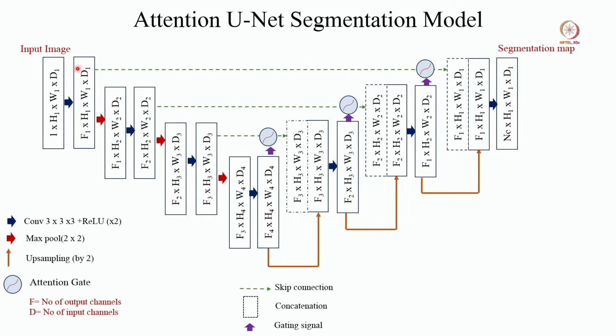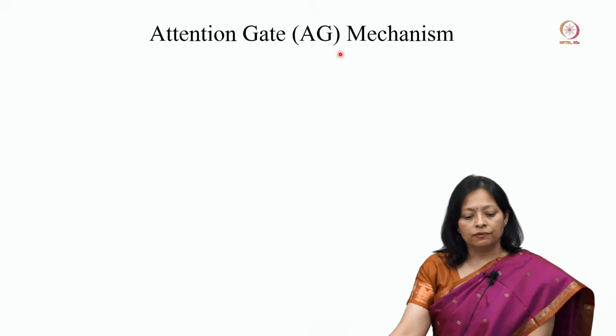Okay, now we have understood that the encoder and decoder structure is similar to the normal UNet. The only thing that is different here is that when the skip connections happen between the encoder and decoder, there is an attention gate which takes one input from the encoder, one input from the decoder, and then it does some operations, which we will see, and then only a portion of the feature map is getting added, concatenated here. Okay, so this is the attention UNet segmentation model.